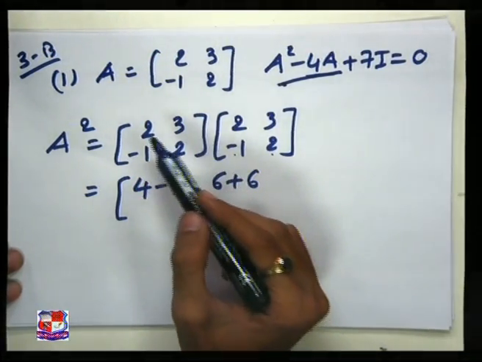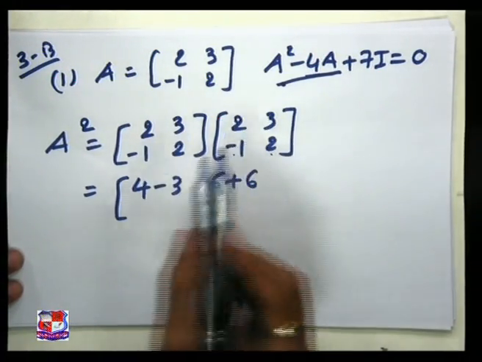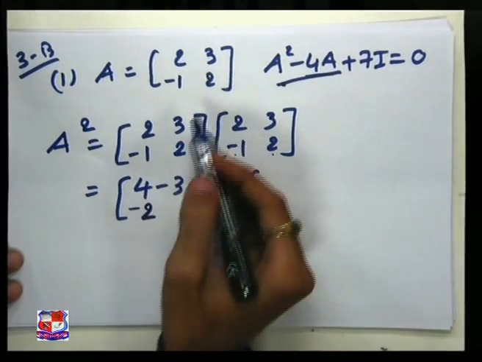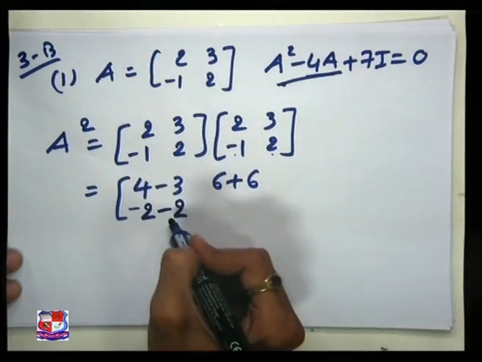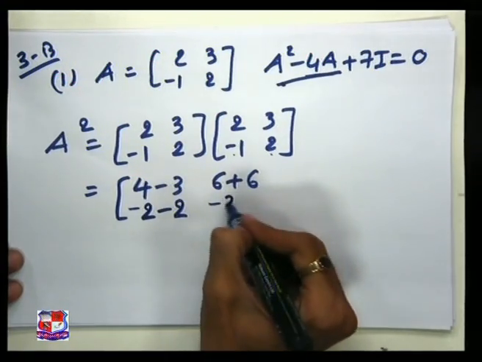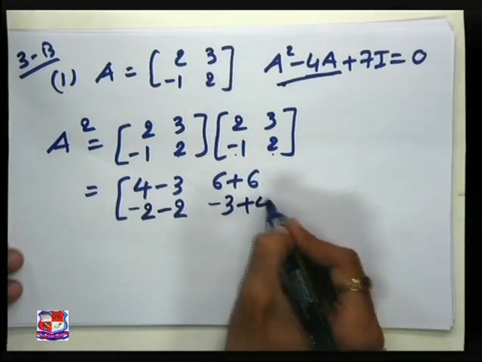2 into 2, that is 4, 3 into minus 1, that is minus 3, so 4 minus 3. For the second column, 2 into 3, that is 6, plus 3 into 2, that is 6. Now if we move to the second row, again the same way, minus 1 into 2, that is minus 2, and 2 into minus 1, that is also minus 2, and here minus 1 into 3, that is minus 3, plus 2 into 2, again that is 4.